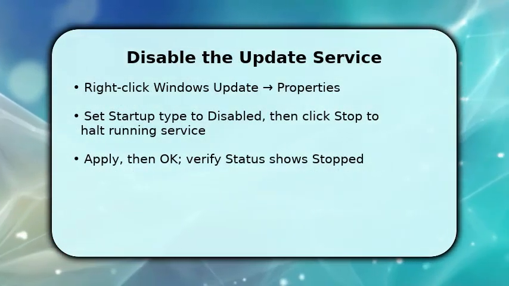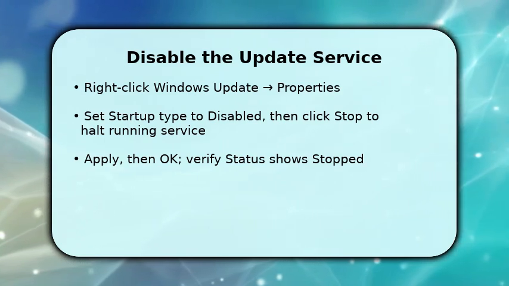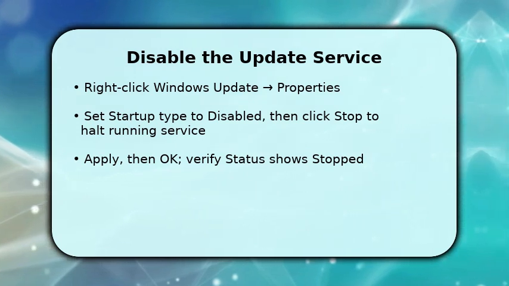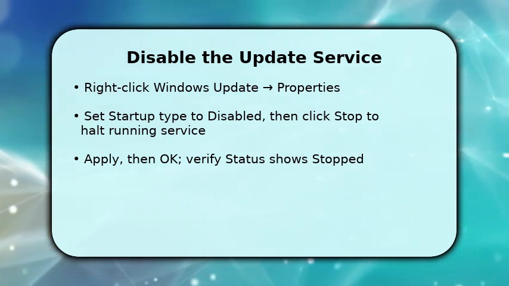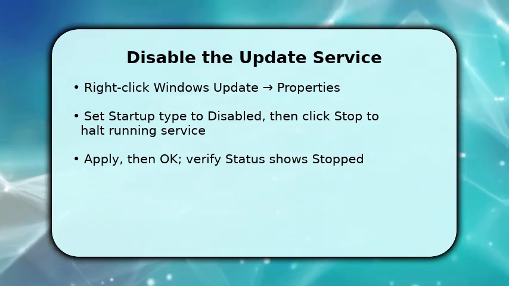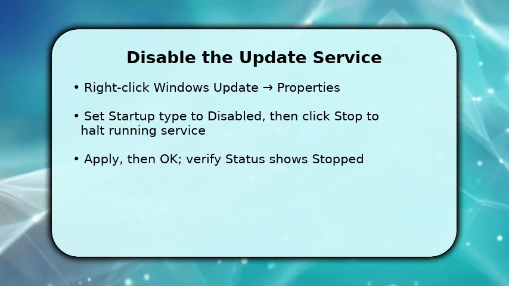Right-click Windows Update and choose Properties. Set Startup Type to Disabled because manual or automatic allows restarts. Next, click the Stop button to halt the currently running service. This prevents immediate downloads. After it stops, click Apply and OK to persist the change.